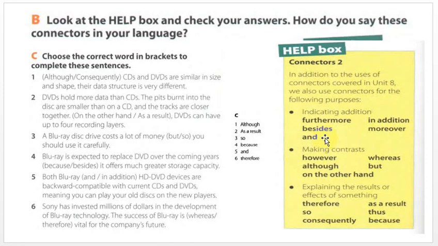See here, although CDs and DVDs are similar in size and shape, the data structure is very different. Here is an example of connectors. Although, okay, DVDs hold more data than CDs. The bits burnt into the disk are smaller than on a CD, and tracks are closer together. As a result, DVD can have up to 4 recording layers.